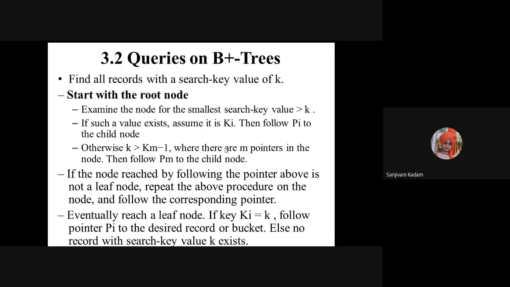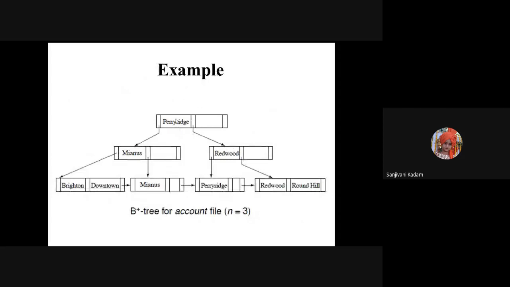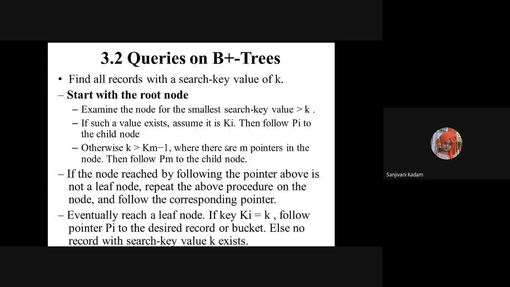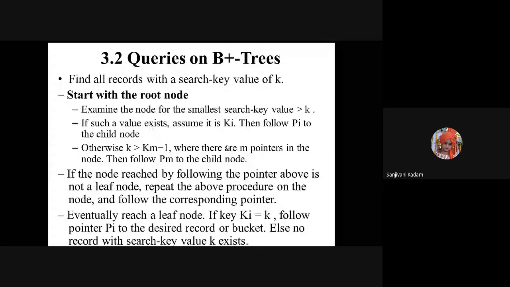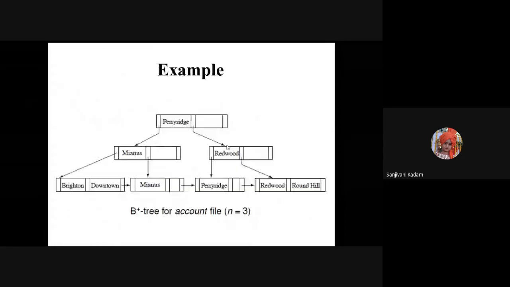Okay, this value k1 is there, this will be p1 and this is p2. Right now this is the value which is less than the redwood, but there is no other pointer, and hence we should follow the p2. Pm minus 1 is the value less than the k, and hence we should follow the pm to the child node, and hence from peri-reach we will move to the redwood.